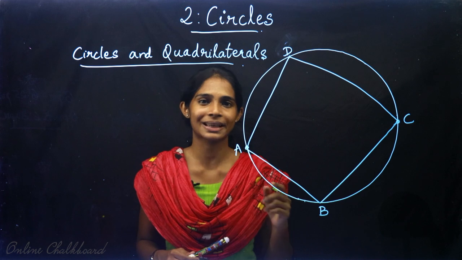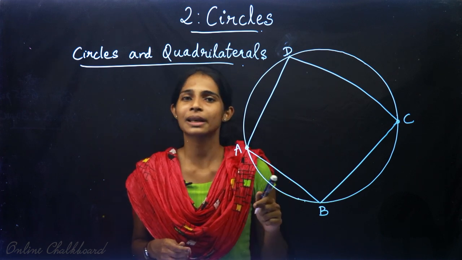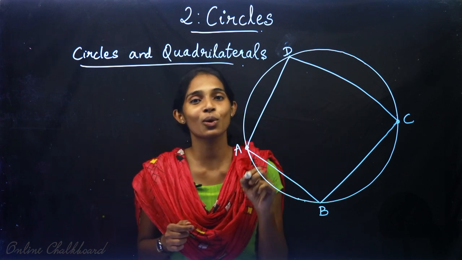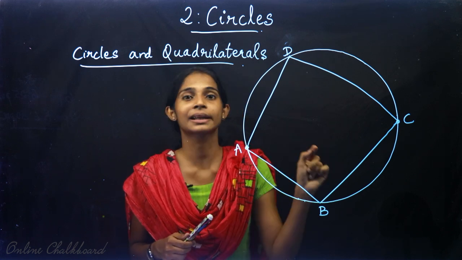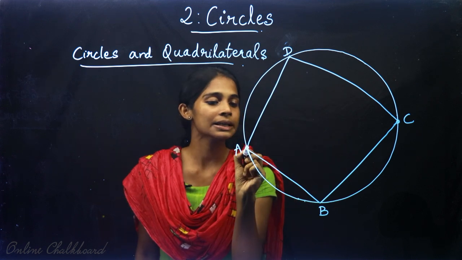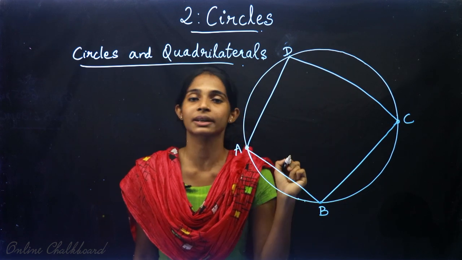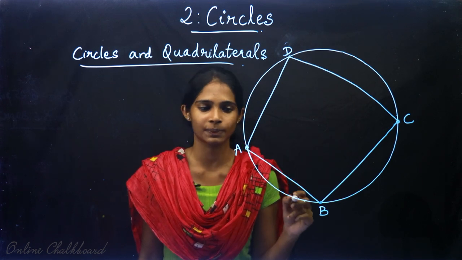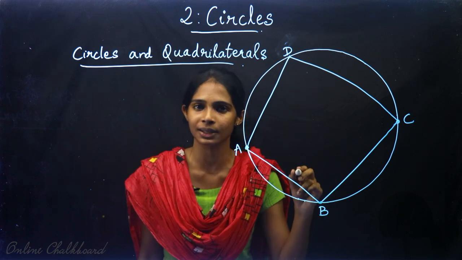Okay, now let's look at the chapter. Now, we will do circles and quadrilaterals. Now, we will do quadrilaterals. Quadrilaterals, that is, a polygon with four sides. Now, we will see the figure. This is a circle. So, here we can see quadrilateral ABCD on this circle.